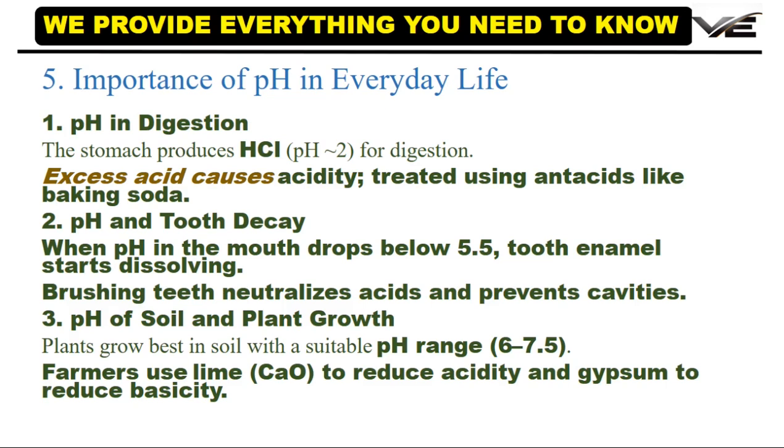pH and tooth decay. When the pH in the mouth drops below 5.5, tooth enamel starts dissolving. Brushing teeth neutralizes acid and prevents cavities. pH of soil and plant growth. Plants grow best in soil with a suitable pH range of 6 to 7.5. Farmers use lime, CaO, to reduce acidity and gypsum to reduce basicity.